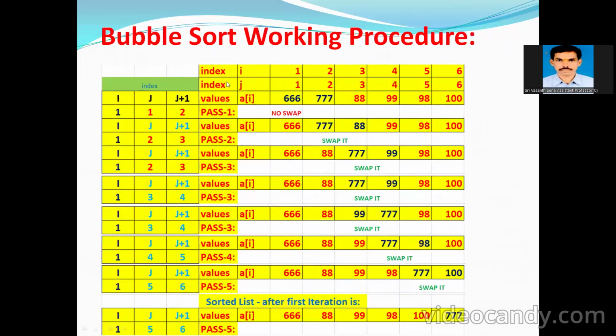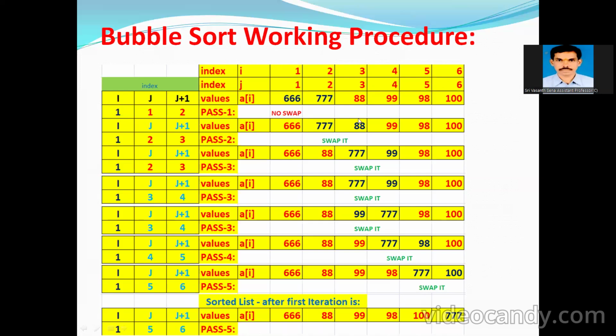Here I am taking the indexes I comma j and values a of I: 666, 777, 88, 99, 98, 100. These are stored in the memory locations like that. So next, I am taking pass one. I am comparing the first two elements, 666 and 777. These are in ascending order. 666 is greater than 777? This condition is false. No need to swap the elements.